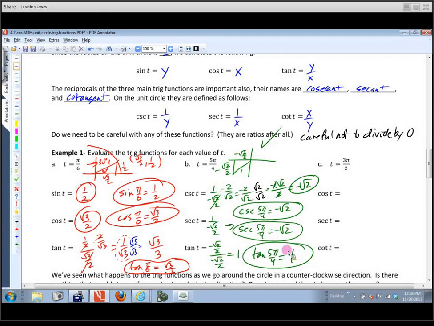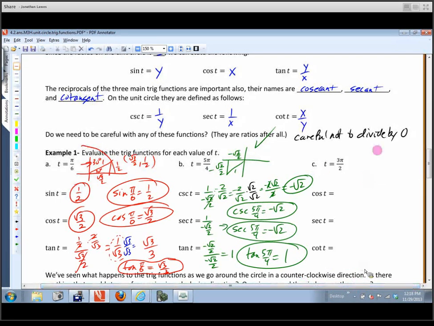Okay? So I've computed several different trig values now for each one of these particular angles that we plugged in. And now let's take a look at this next one, because this gets a little bit interesting. On this one right here, think about where 3 pi/2 is. Pi/2, 2 pi/2, 3 pi/2 were right here.